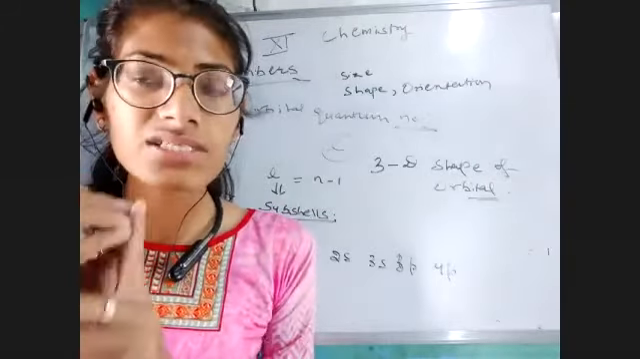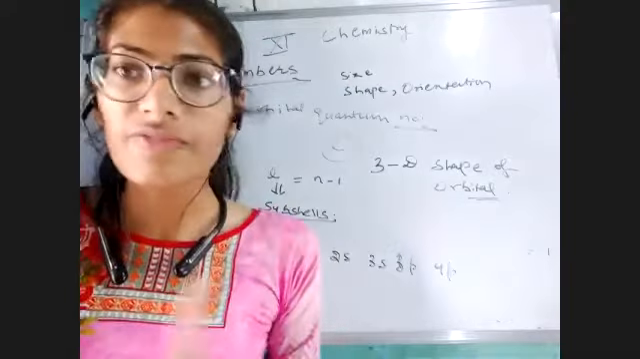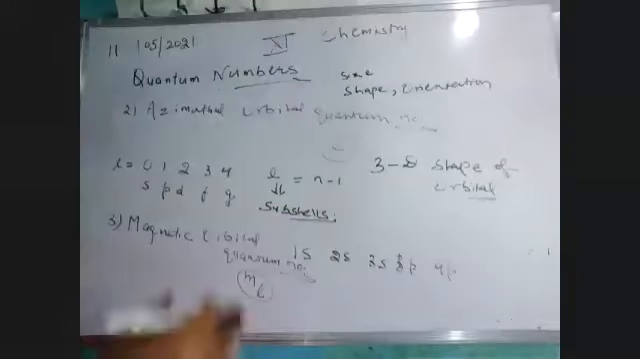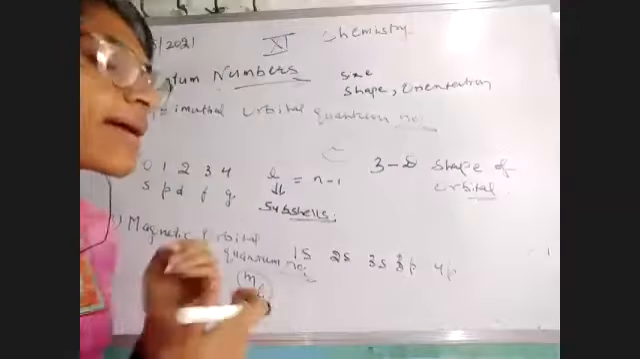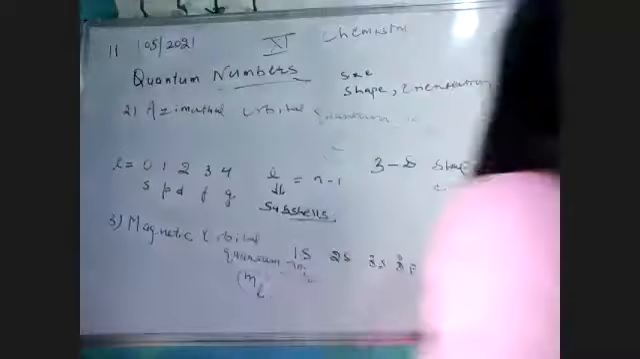That means it gives us direction in 3 dimensions rather than the shape and size. This was the first point. Second point, if we know about L, we can easily move on with our ML quantum number. Let's see how ML is dependent upon L.